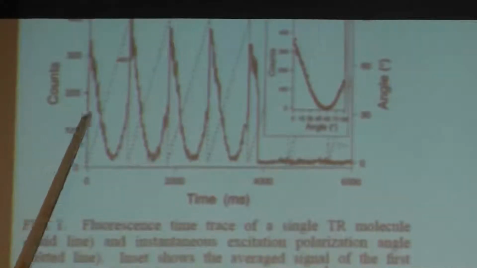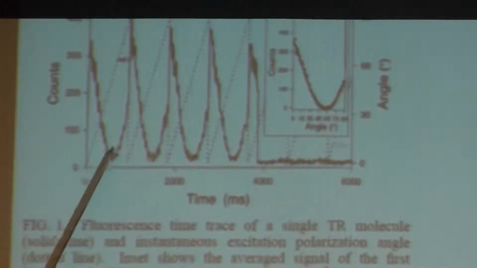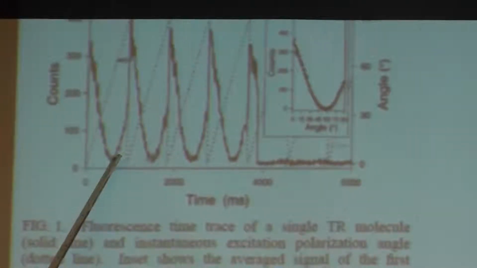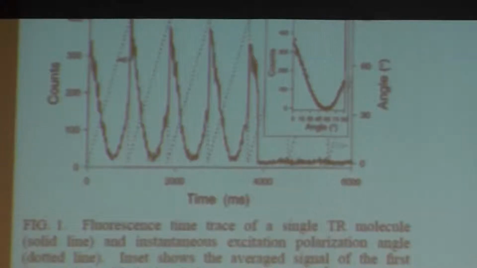You see nice oscillation. It really comes down to essentially 0. And you can fit the data with the cosine square function very, very nicely. Once you have the average, you can determine this angle very precisely and so on. So I was very, very impressed with my ability back then.